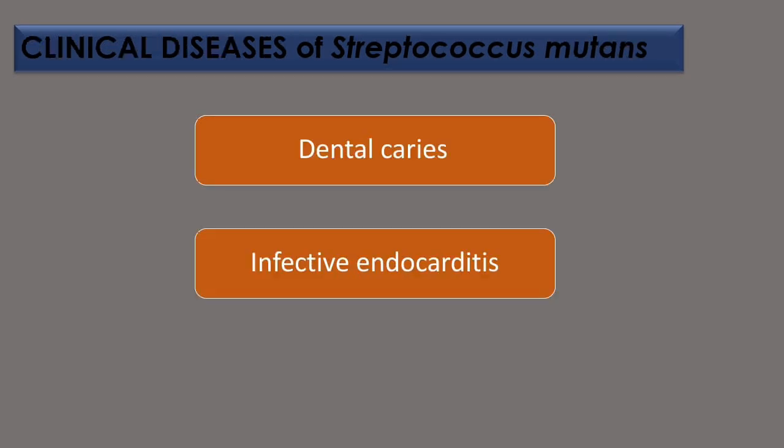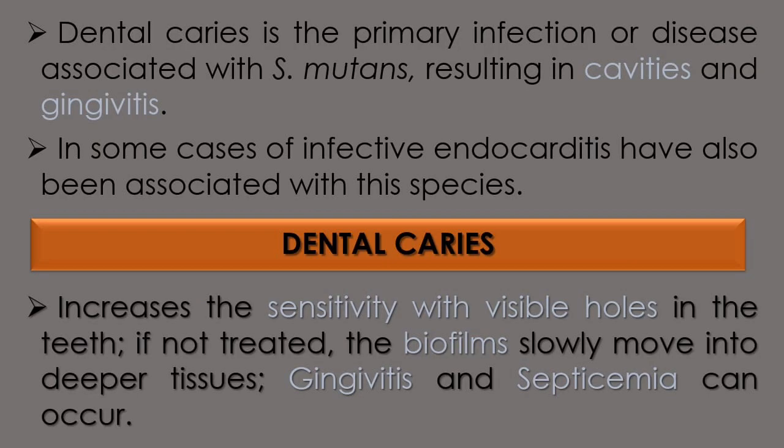Clinical disease caused by Streptococcus mutans: dental caries and infective endocarditis. Dental caries is the primary infection or disease associated with Streptococcus mutans, resulting in cavities and gingivitis. In some cases, infective endocarditis has also been associated with this species.